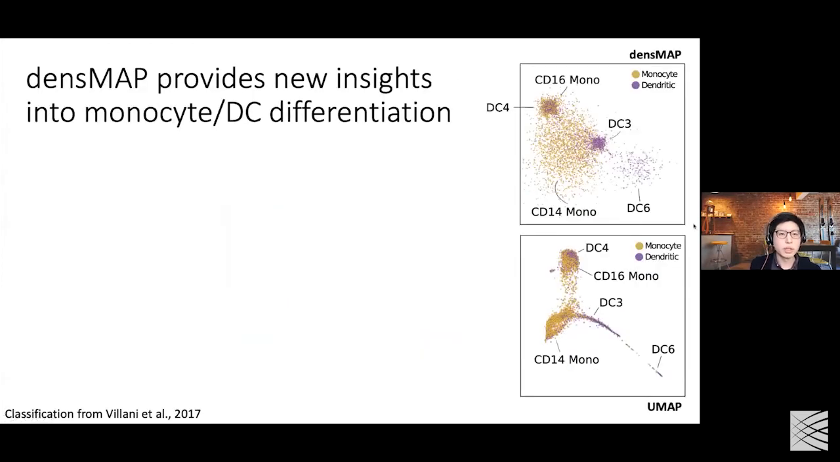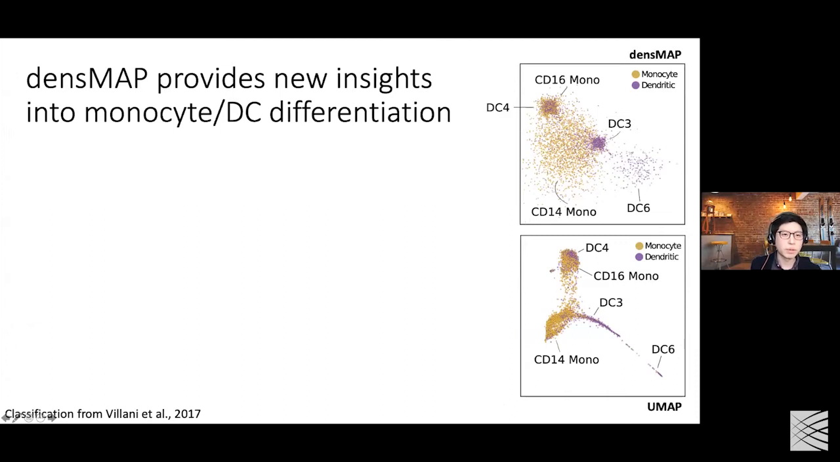These two images are zoomed in versions of the regions that I highlighted in the previous slide. With DenseMap on the top and UMAP on the bottom, we color these cells according to their cell type. The orange corresponds to monocytes, purple corresponds to dendritic cells.